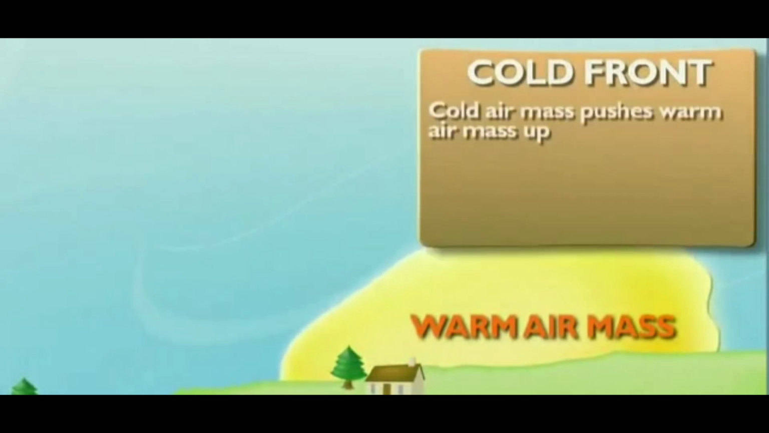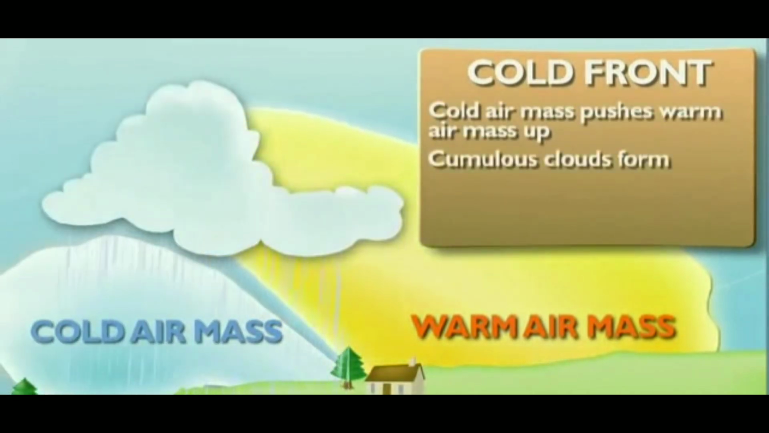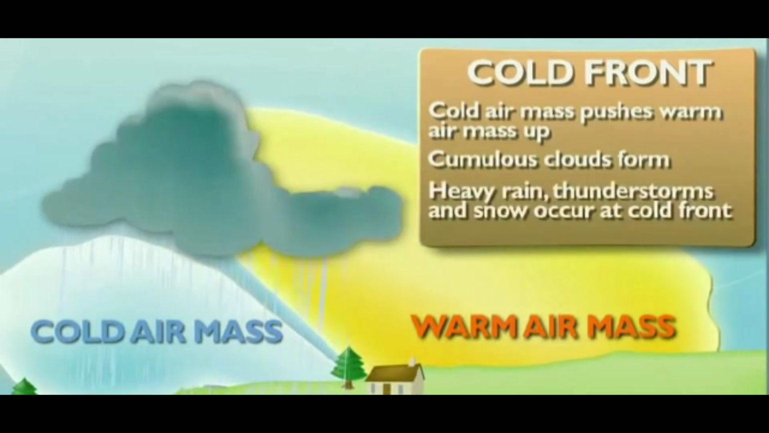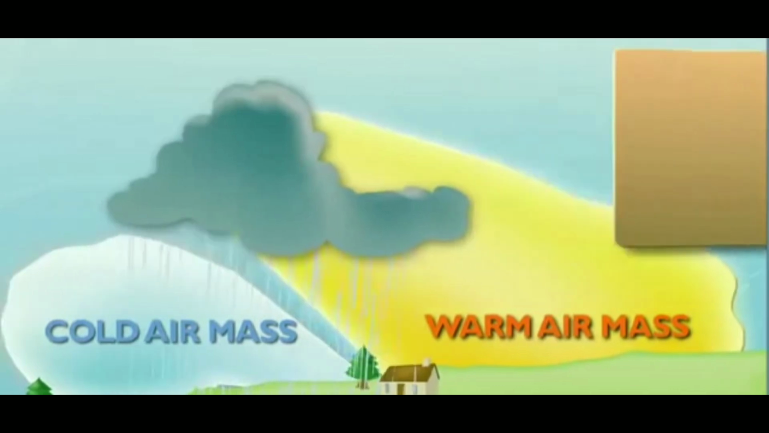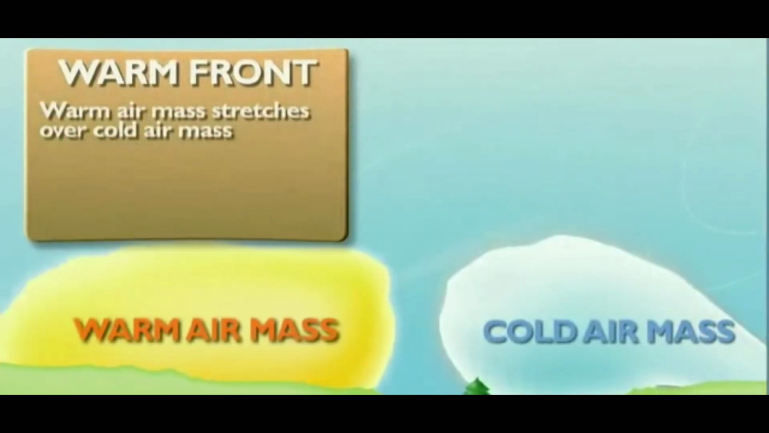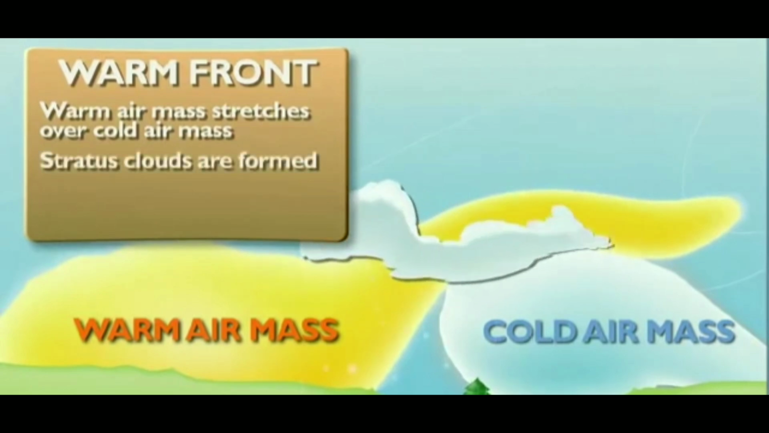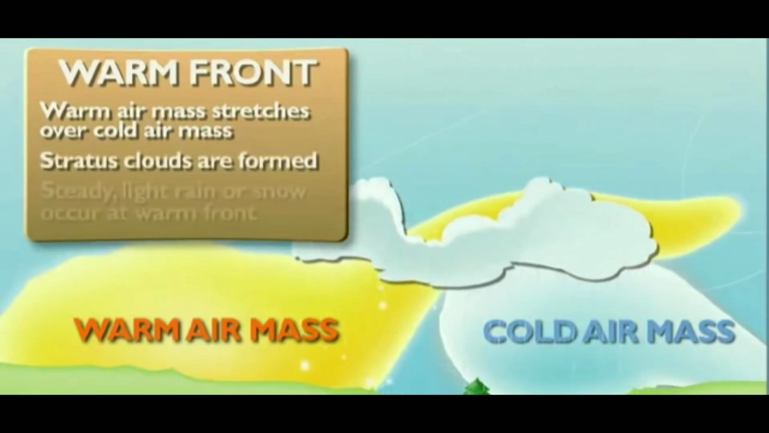Cold front happens when cold air mass pushes the warm air mass up, and a big puffy clouds called cumulus clouds form, resulting to heavy rain, thunderstorms, and snow. A warm front then happens when warm air mass attack the cold air mass, slowly climbing up over it. As the warm air mass passes over the cold air mass, long, thin stratus clouds stretch out across the sky.